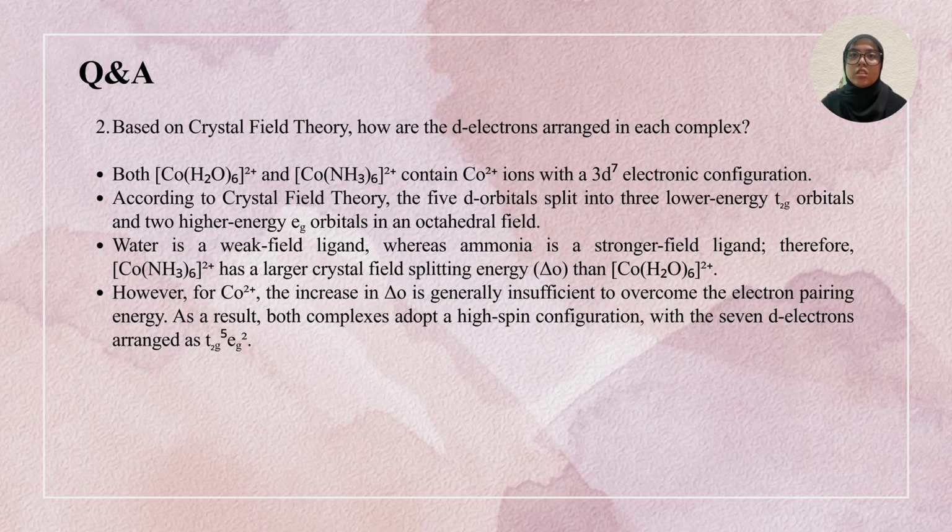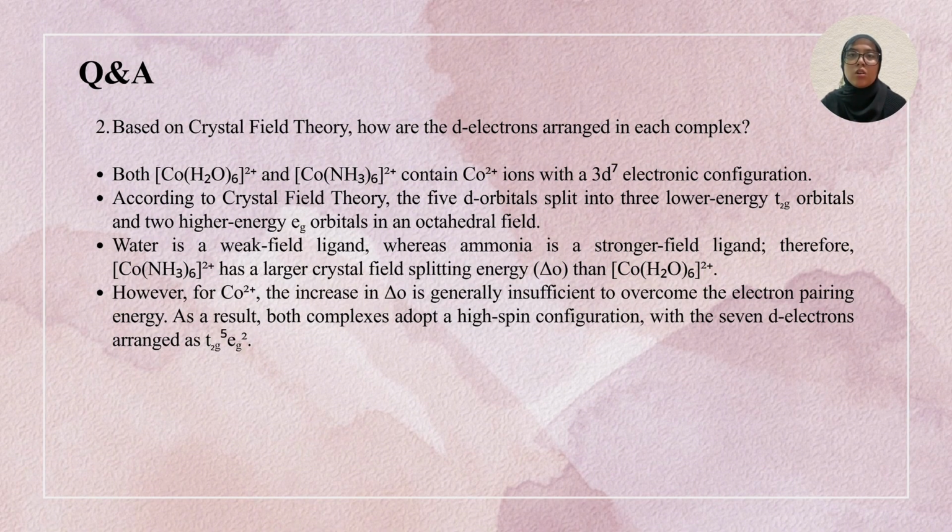Next, for the second question, based on the crystal field theory, how are the d electrons arranged in each complex? Both hexaaquacobalt ion and hexaamminecobalt ion contain the cobalt 2+ ion with 3d7 electronic configuration. According to the crystal field theory, the 5 d orbitals split into 3 lower energy t2g orbitals and 2 higher energy eg orbitals in an octahedral field. Water is a weak ligand, whereas ammonia is a strong field ligand.